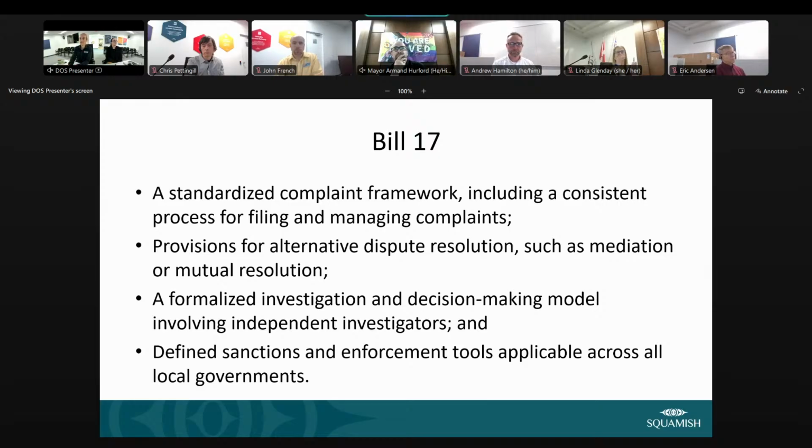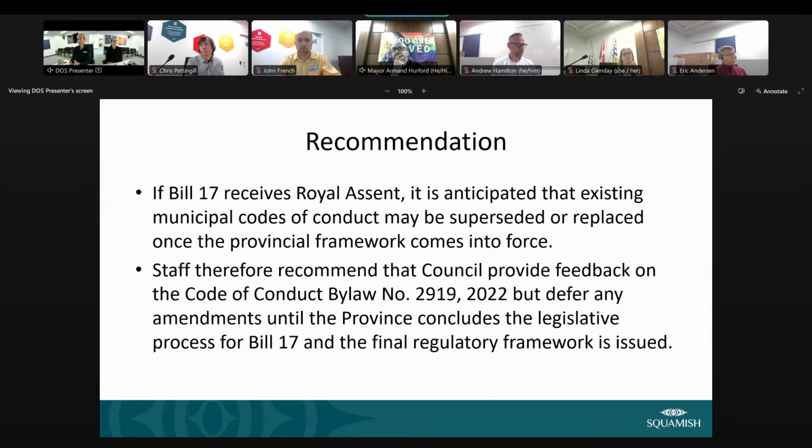So they are pretty significant changes. And right now the bill is only at first reading. Before the legislation is implemented, the bill does need to go through second and third reading and then final royal assent. In addition to that, it does often take the province time to draft the regulation to accompany how something will be implemented. So there isn't a timeline on this.